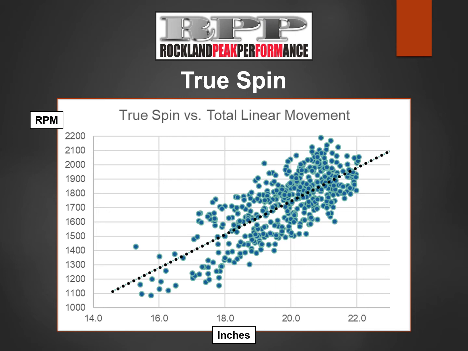We aren't going to discuss velocity much in this webinar, so let's move to number 2 on that list, true spin. Here's a chart for several hundred pitches we mapped with true spin rates on the y-axis and total linear inches of movement on the x-axis. As you can see, the higher the true spin on a pitch, the higher the total movement.